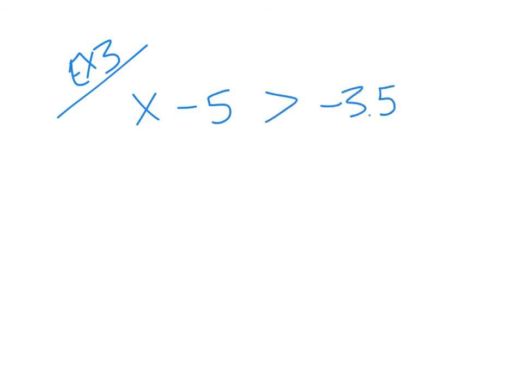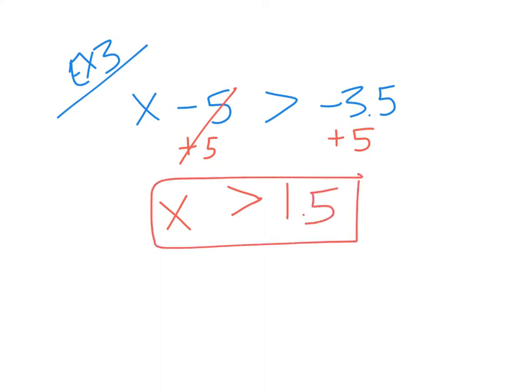Example, put this in your journals. We have x minus 5 is greater than negative 3.5. Okay, so we're solving for x here. How do I get x by itself? Correct. I'm going to add 5 since it's a subtract 5. So those cancel. I'm left with x. The sign does not change. Negative 3.5 plus 5 would be what? 1.5. A positive 1.5. Very good.